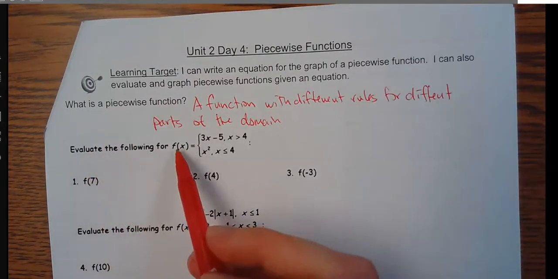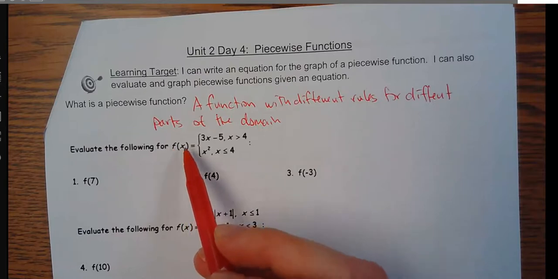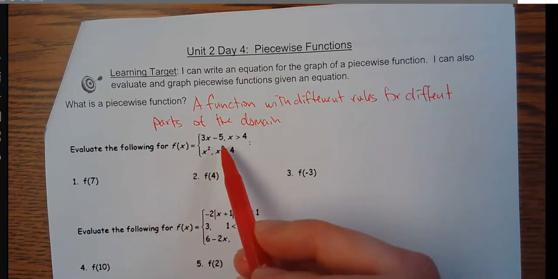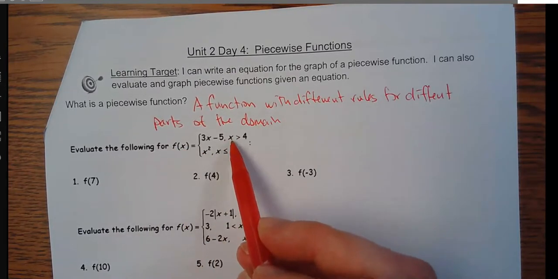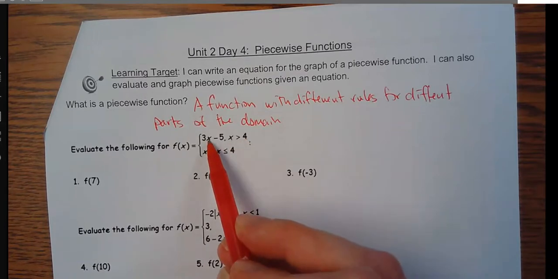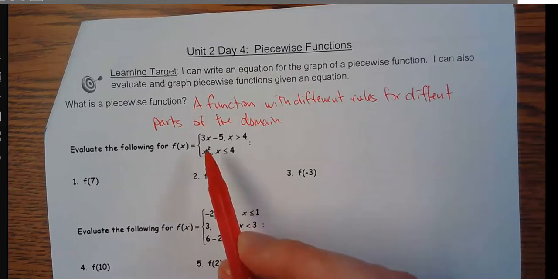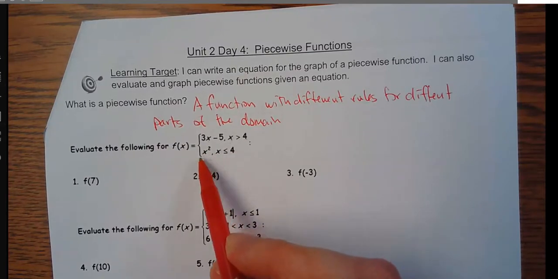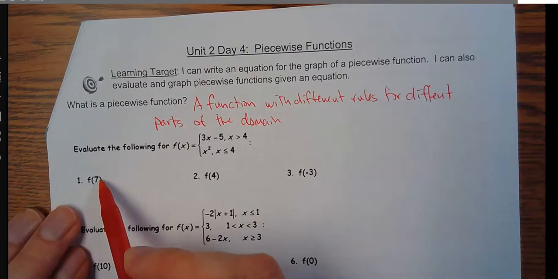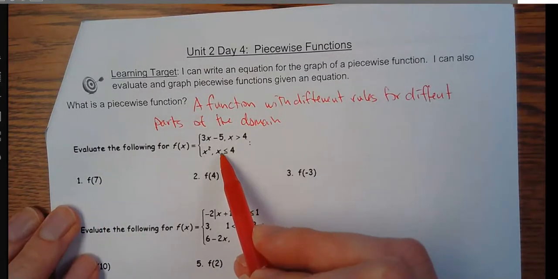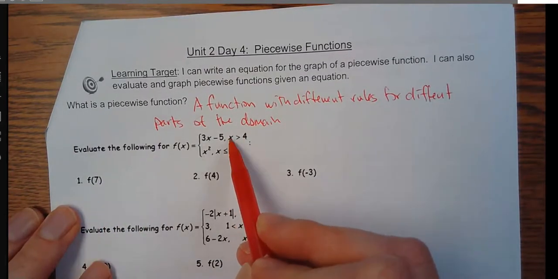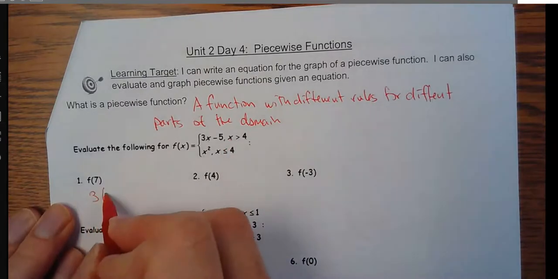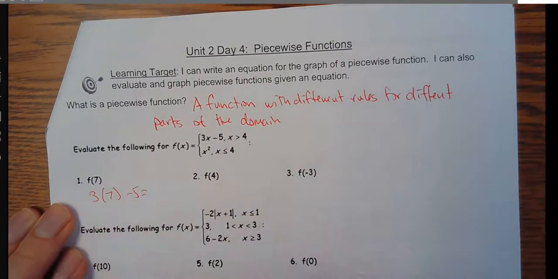This says evaluate the following for f of x. Well, it all depends what x is. Here's this rule: if x is greater than 4, plug it into here. So take it times 3 and subtract 5. But if x is less than or equal to 4, plug it in here. So if I'm going to do 7, first I've got to figure out, is that greater than 4 or less than or equal to 4? And since that one's greater than 4, I would take 3 times 7 minus 5.